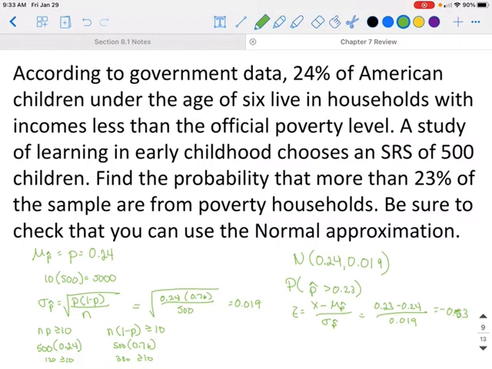From here, you can look it up at the table, and you're going to find the probability that you have a z-value of less than negative 0.53 to be 0.2981. But we're looking for the probability that z is greater than. Remember, to do greater than, you're going to do 1 minus the probability that it's less than, and we're going to get a probability of about 70%. So there is a 70% chance that more than 23% of the sample will be in a household that is in poverty level.